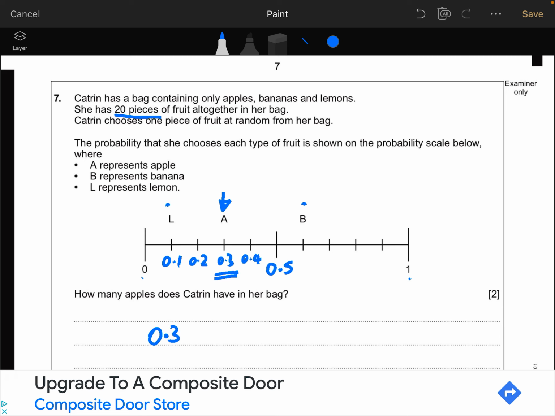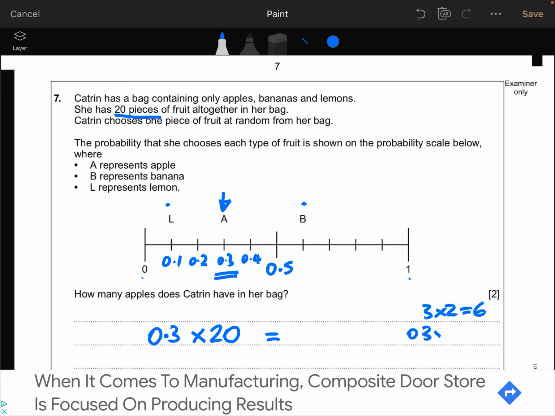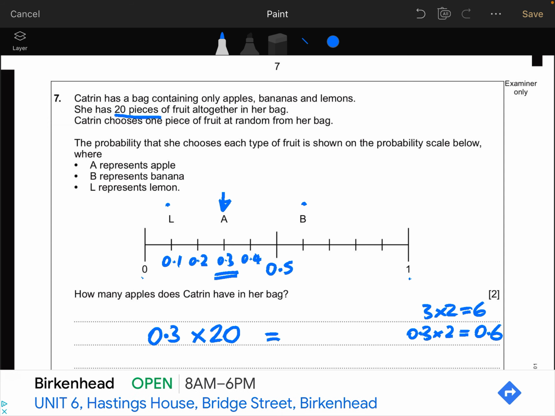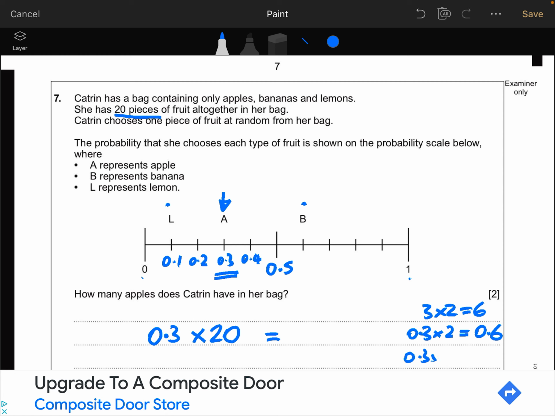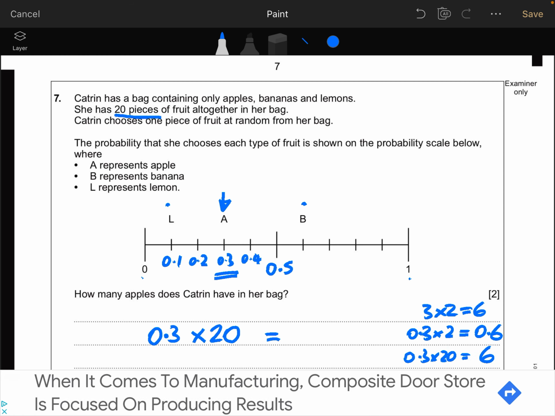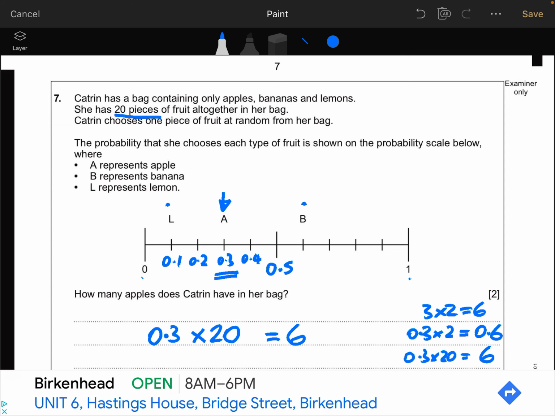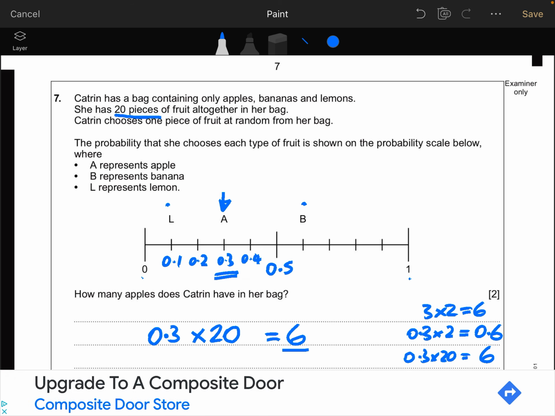But if I'm going to do that choosing out of 20 pieces of fruit, I'm going to times that by 20, and that should tell me how many pieces of fruit I've got. Well, 3 times 2 is 6. 0.3 times 2 will be 0.6, and 0.3 times 20 will take me back to 6 as well. Okay, so I've just adjusted there. 6 seems a reasonable number. It is between 0 and 20, so I know I must be correct. I've underlined my answer again there.